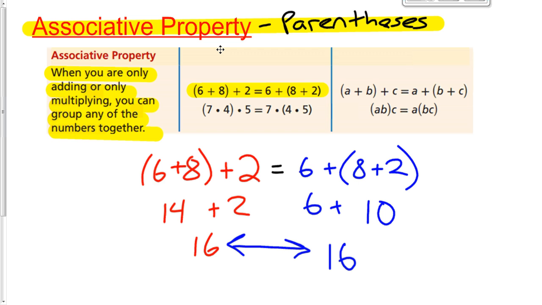Alright, so basically what they're doing here is they're just changing what gets added first. And they do the same thing for multiplication underneath that. And it should work out. Now here's the key. The key is that the order of the numbers doesn't change. Because remember, if the order of the numbers changes, then that's commutative. So we have 6, 8, 2, 6, 8, 2. So the order will not change. Same with multiplication up here. 7, 4, 5, 7, 4, 5. Alright, so if the order ever changes, it's commutative.